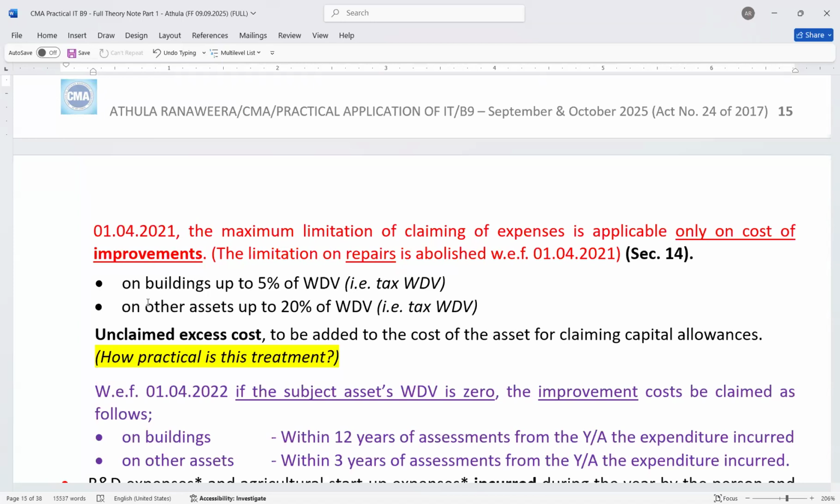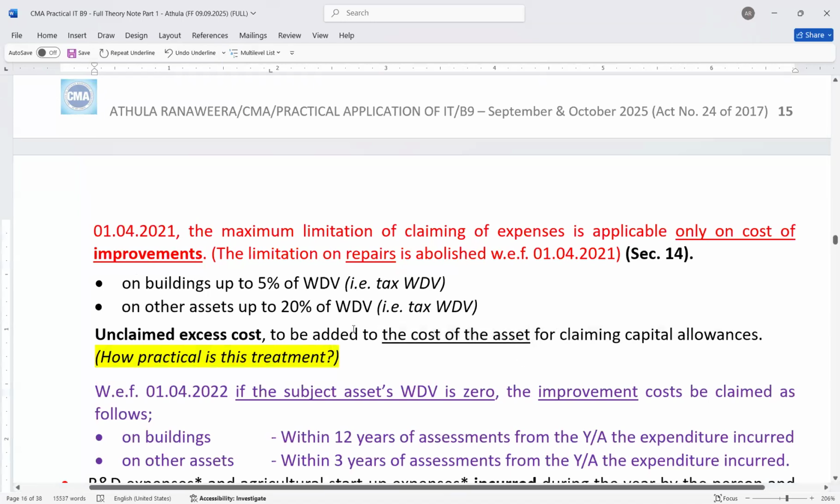Even though it says to add to the cost of the asset, I think this is an error in the law. Now this is asking for trouble. But in our case, in all cases, what we do is create a new asset called building improvement 2024-25, a separate asset. Then that asset you can depreciate for the next 20 years.